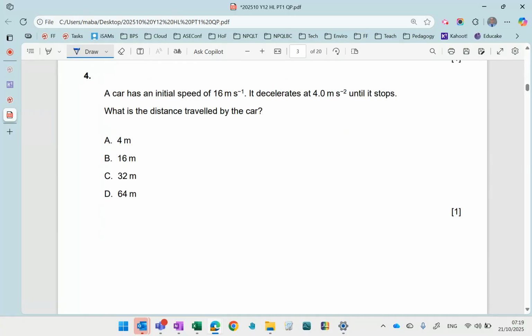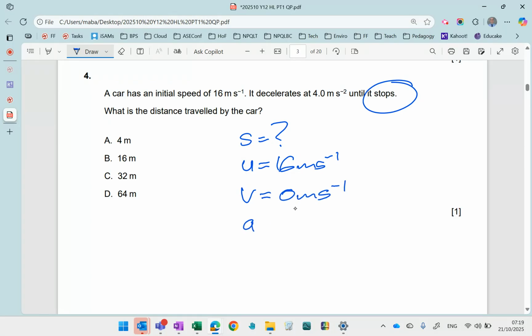Car's got initial speed, decelerates, and so on. What's the distance traveled by the car? Okay, so again, we're going to use our trick. We're just going to write down what the question tells us. The question is asking us for displacement. It's giving us an initial speed of 16 meters per second, and it also tells us the final speed, because it tells us that it stops. And it's also given us the acceleration. Now, because it's a deceleration, we need to put in the minus sign.